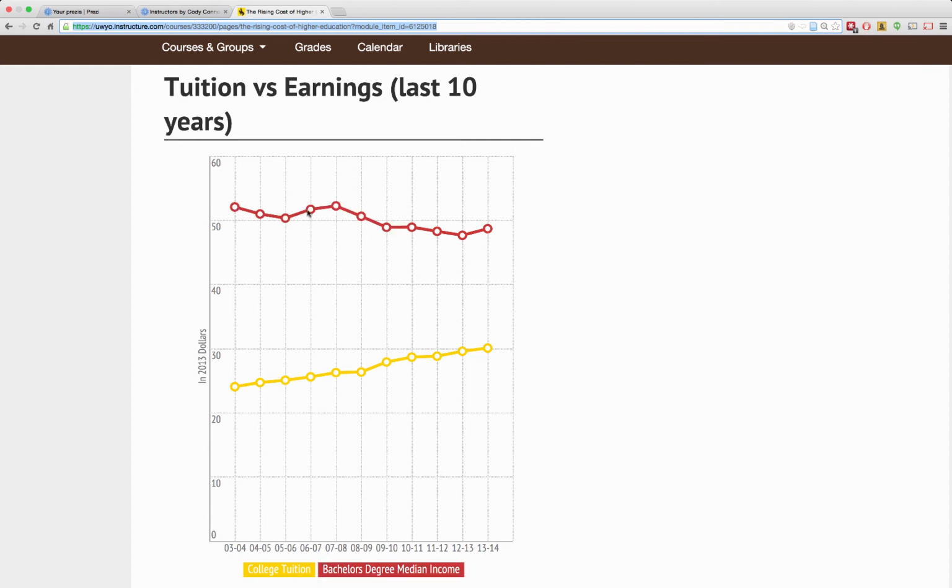And we can see there's a negative trend line here. So $53,000 in 2003 to $48,686 in 2013. So what we're seeing is that the cost of that bachelor's degree is steadily rising from 2003 to 2014. And yet the return on that investment, the return for that college degree in the workplace, has moved from $52,000 down to $48,000. So what does this mean?